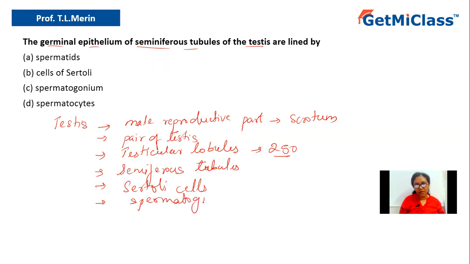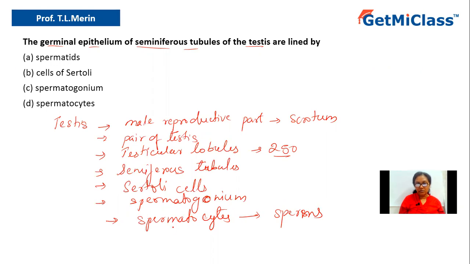Spermatogonium, gonium is singular and gonia is plural. These spermatogonia are the ones which will produce spermatocytes. These spermatocytes further will produce sperms. So that's how it is all related to one another.